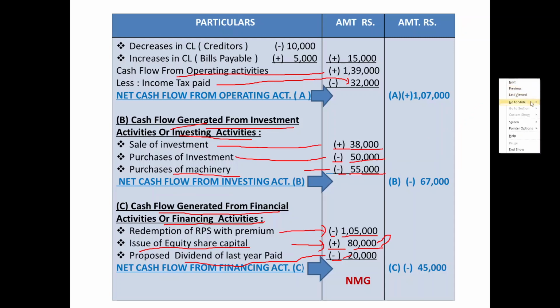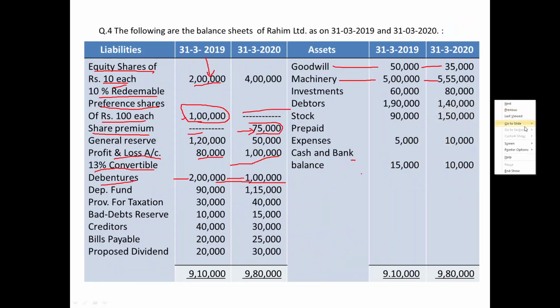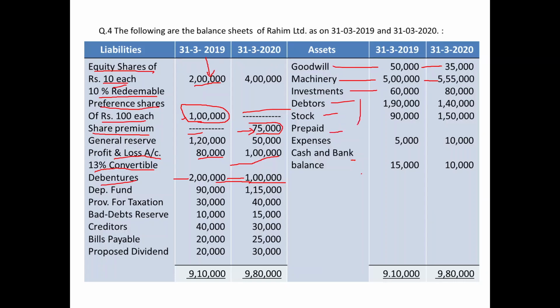Minus is a sign for cash outflow. Once again, let us verify the balance sheet. After machinery, investment already over, debtors, stock, prepaid expenses, 3 items of current asset. We will report it under the first title, but after deciding cash profit from business operation.